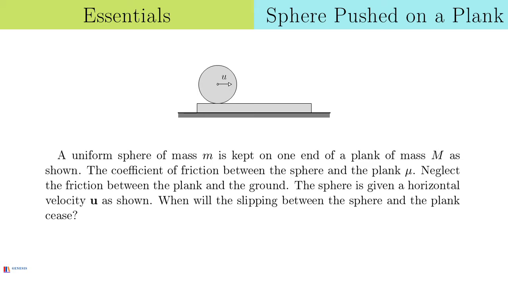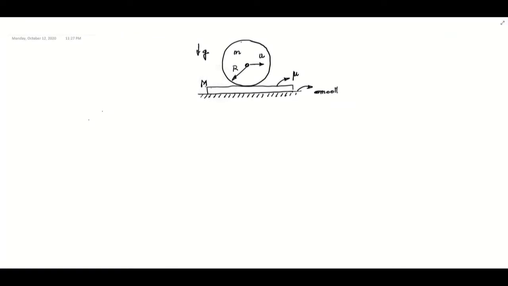In this question, a uniform sphere of mass m kept on one end of a plank of mass capital M is shown. The coefficient of friction between the sphere and the plank is mu. Neglect the friction between the plank and the ground. The sphere is given a horizontal velocity u as shown. When will the slipping between the sphere and plank cease? That's the question. Now we will draw the free body diagram of the sphere and the plank.